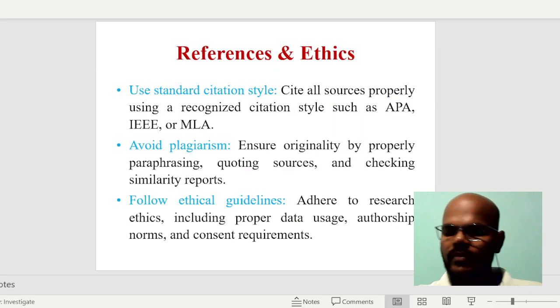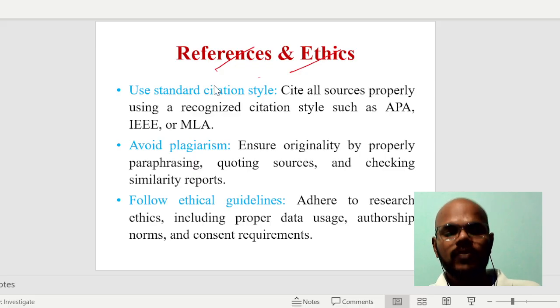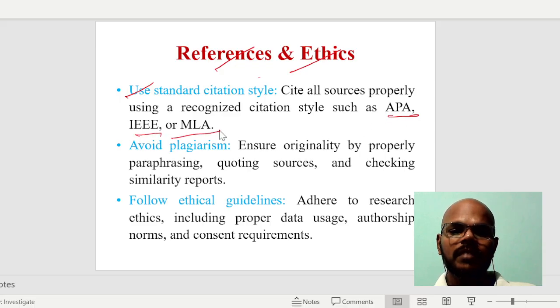Next, references and ethics. At the end of every paper you might see the references. That is where your contribution comes into the picture. You might read some papers for doing experimentation, and those come under the reference section. You have to write them. There are different citation formats: APA format, IEEE format, MLA format. Depending on the journal guidelines, you may use any one reference style.